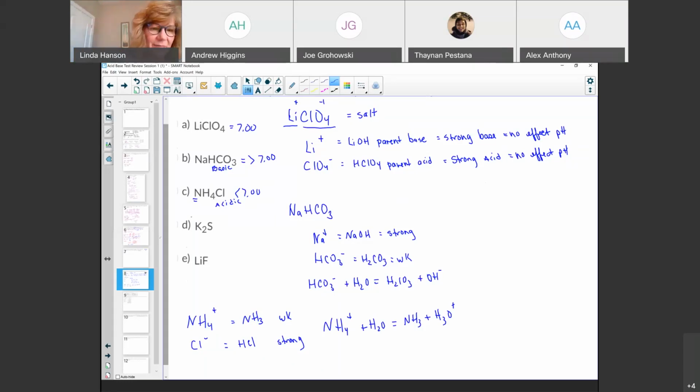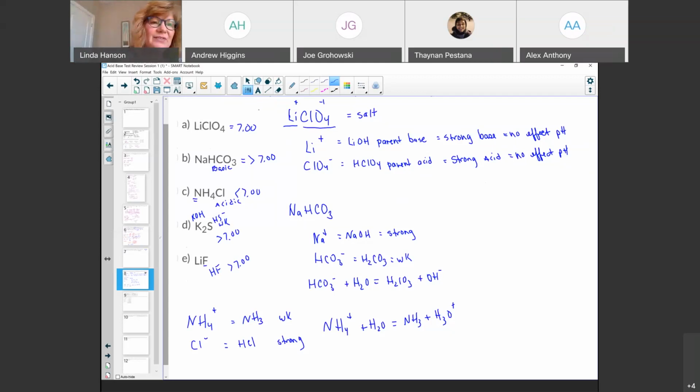And again, here's the parent base, KOH. Here's the parent acid, HS negative. That's a weak acid. You know it will be greater than 7. Same thing here, HF. That is a weak acid. Therefore, you know it will hydrolyze to make a basic solution.